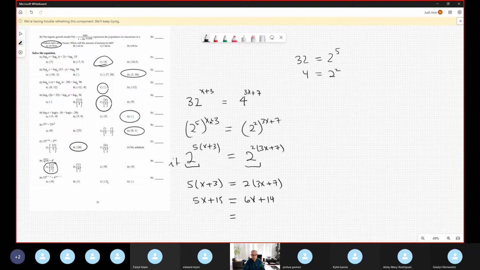For example, 6x stays here. I move 5x to the other side, and 15 stays here, minus 14. It's 1 equal x. X equal 1. Yes, you're right. It's the answer. I did wrong on my piece of paper, because it's 7 and the answer is 1. Cool. Perfect. Thank you. You know, together we are strong.